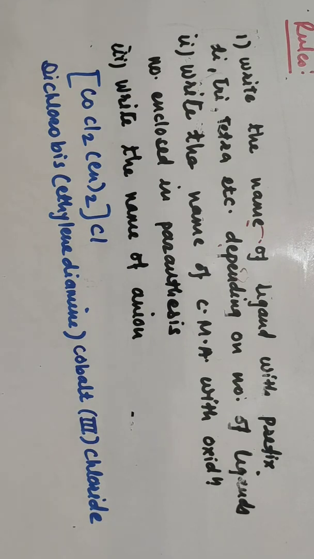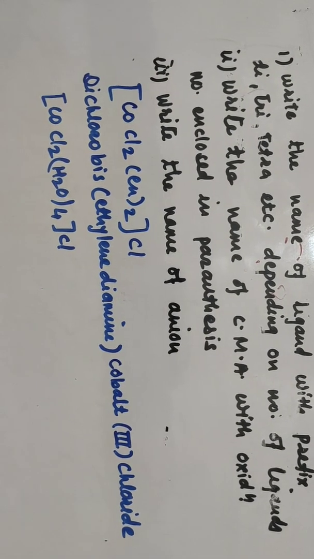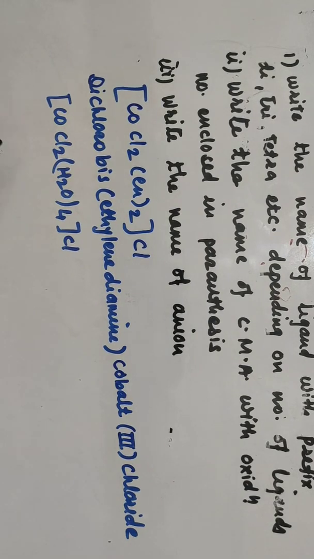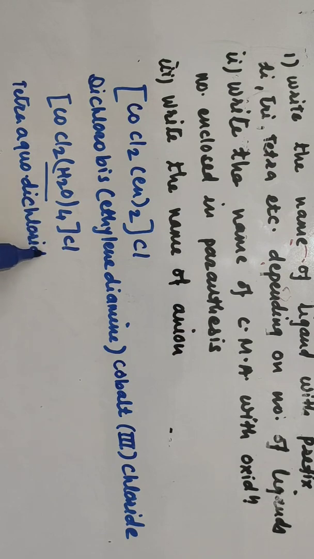We'll take one more example, and that is Co, then Cl2, then H2O 4, Cl. Here again two different ligands are there. One is chlorido or chloro, another one is aqua or aquo, and A comes before C alphabetically. So first you write the name of H2O, so it is tetraaquo, di chlorido or dichloro, then cobalt.